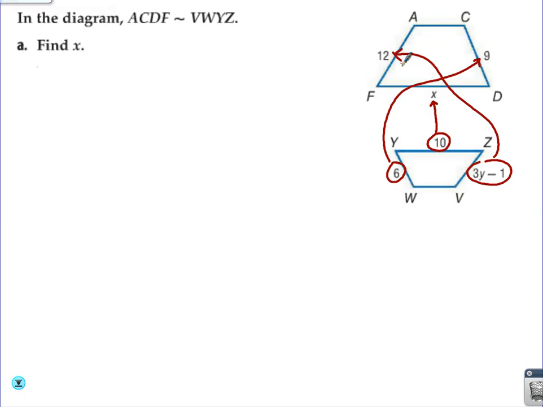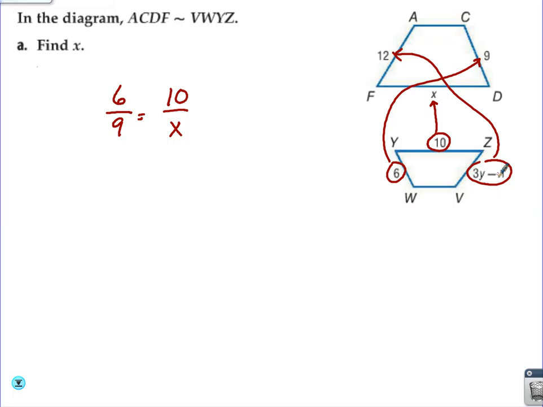Write a proportion. A proportion is two ratios that we know are equal. If these two shapes are similar, we know they are in proportion. What that means is the ratio of 6 to 9, one side length of the bottom one in relation with the side that it corresponds with, is going to equal another side length in the second one in relation to whatever it corresponds with. 6 goes with 9, 10 goes with x. We know those two things would be equal because they are similar, they are proportional. And you could go a step further and say 3y minus 1 goes with 12.